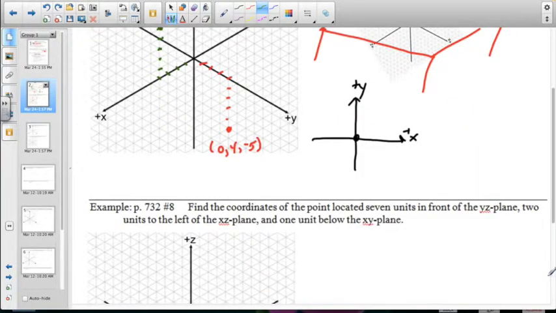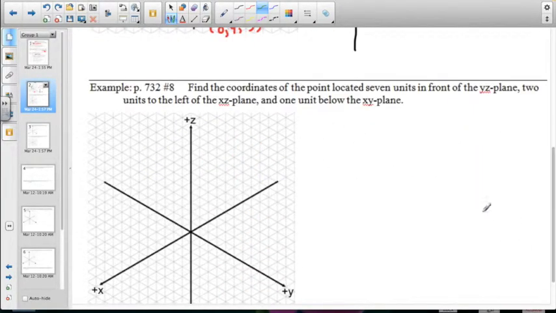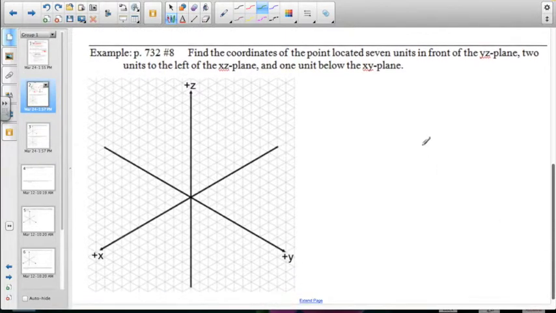So if we practice this in terms of planes, it says find the coordinates of a point 7 units in front of the YZ plane.